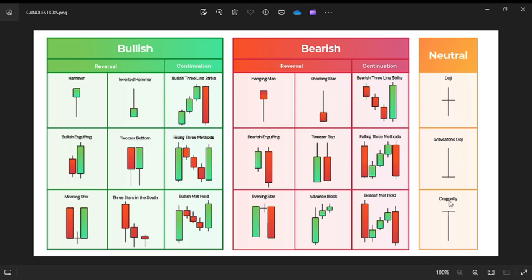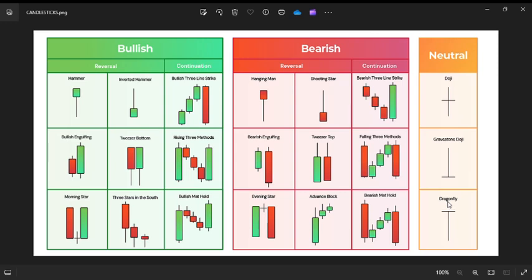Whenever you see these, it's very important to consider where you are seeing these neutral candlesticks. So the doji, the gravestone doji, and the dragonfly, usually when you see them on the support level or on the resistance level, then you should know that there is a possibility that the market will reverse to the opposite side.